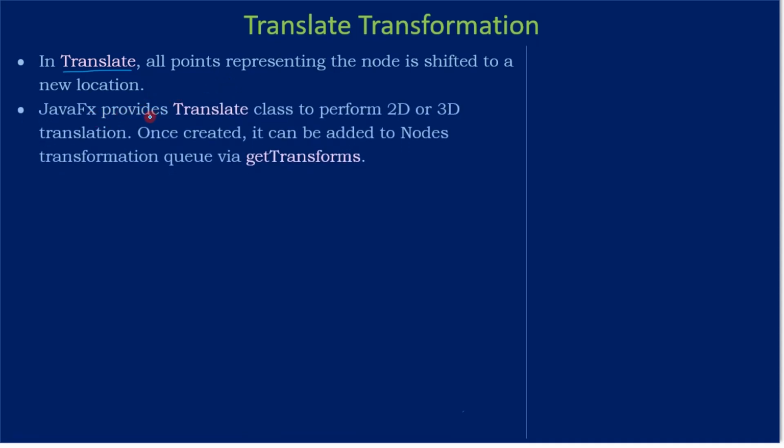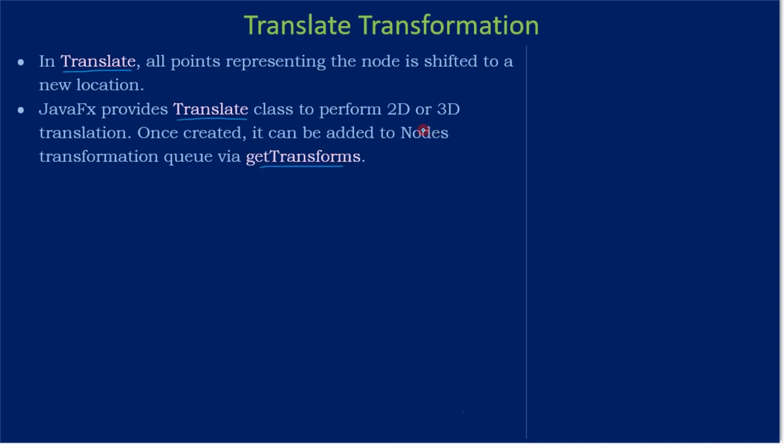JavaFx provides the translate class to perform 2D or 3D translation. So the class name is Translate, which derives from Transform. And using this Translate class, you can perform translation of an object in 2D space as well as 3D space. Once the Translate object is created, it can be added to the node's transformation queue via getTransforms.